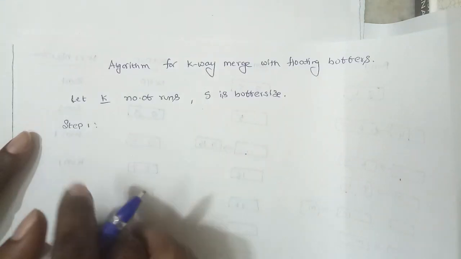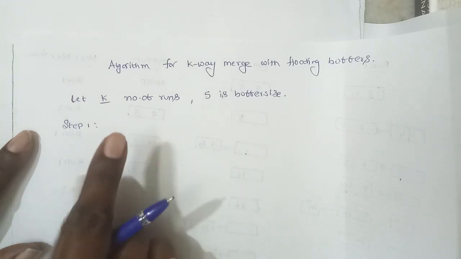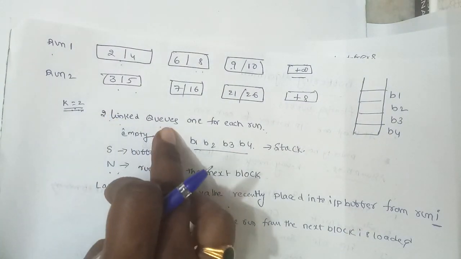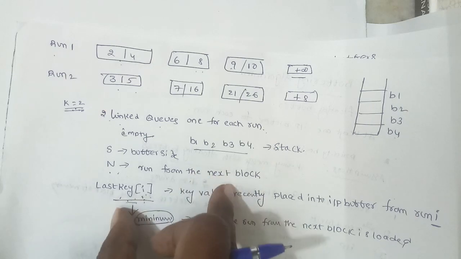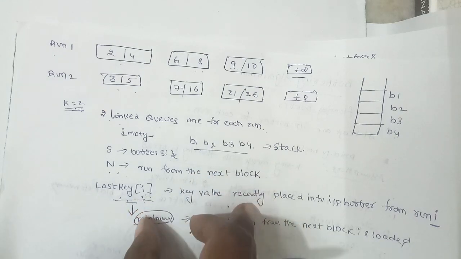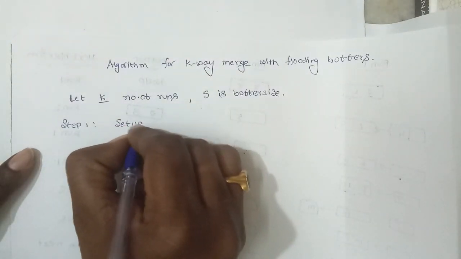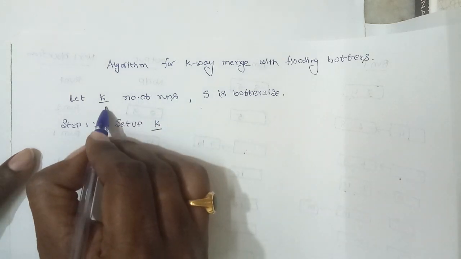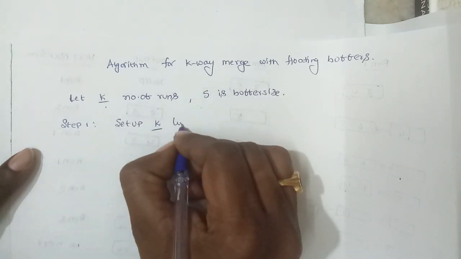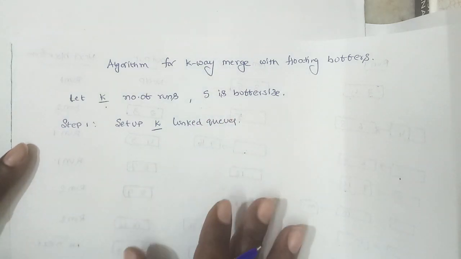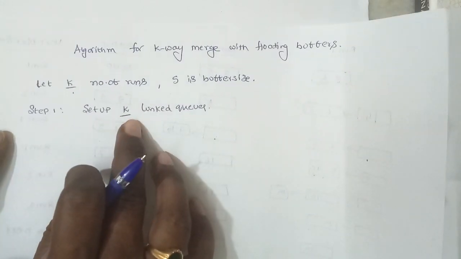What is step 1? We know step 1. For example, if we are using 2 runs, how many linked queues are we using? 2 linked queues, that is, for each run we are using a maximum of 2 buffers. So the first one is setup k: if we are using k number of runs, set up k linked queues.